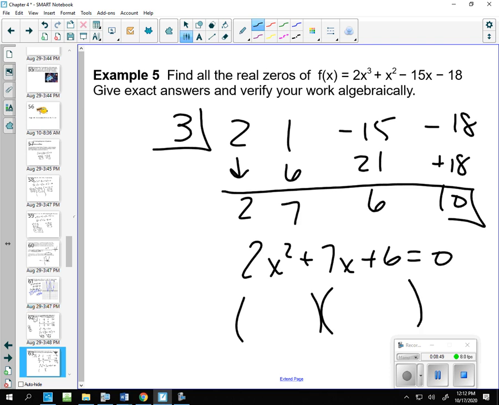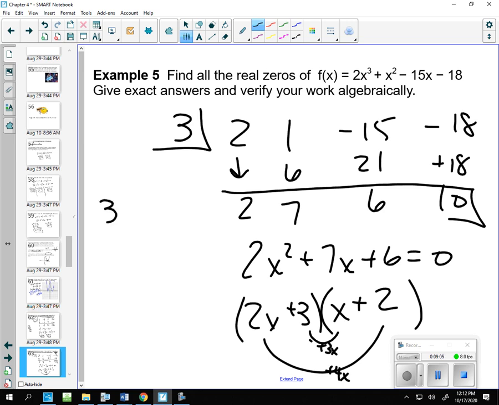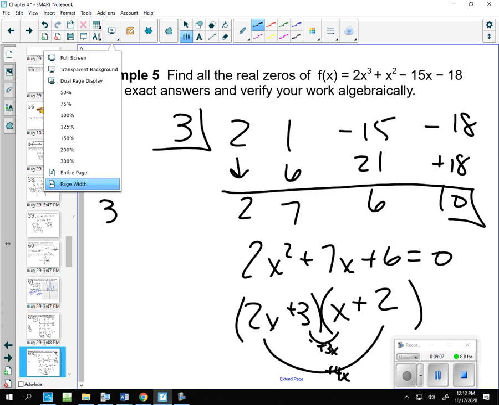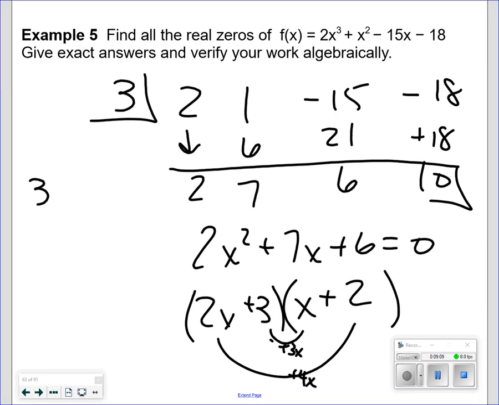So this one is factorable. 2x and x are factors of 2x squared. Positive 2 and positive 3. So I check it, positive 3x, positive 4x, it is correct. So now the zero product property says that I can set the factors equal to 0 and solve.